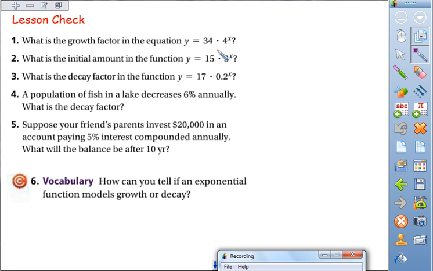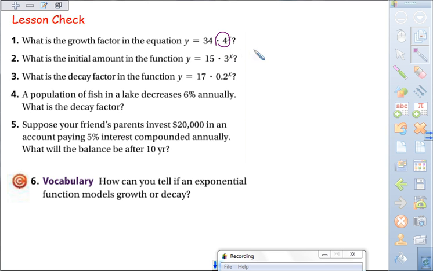Let's try the lesson check. What is the growth factor in this equation? Which number? Yep, you got it, 4. So it would be quadrupling every time.